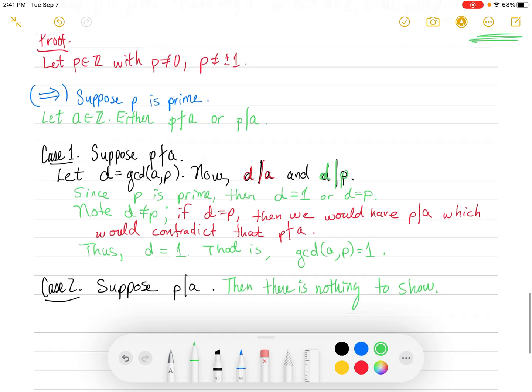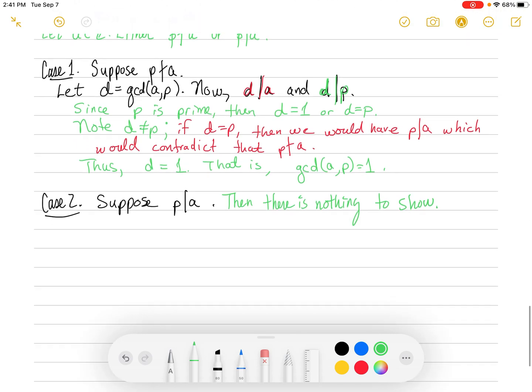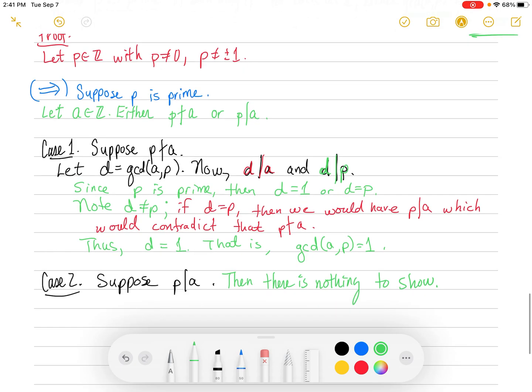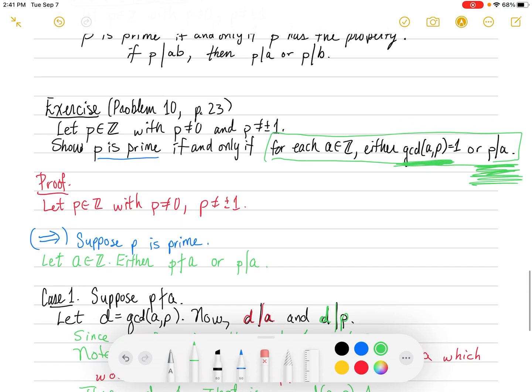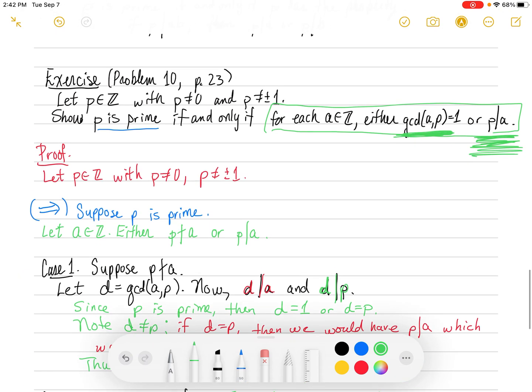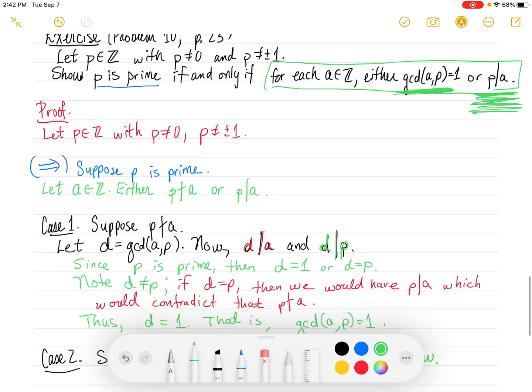So remember, we were supposed to get an either-or statement. Either the GCD of A and P is 1, or P divides A, and we have that. Okay, so that's the forward direction. So the backwards direction I'm going to do with a green arrow going backwards. So you want to assume the green, and you want to get to the blue.